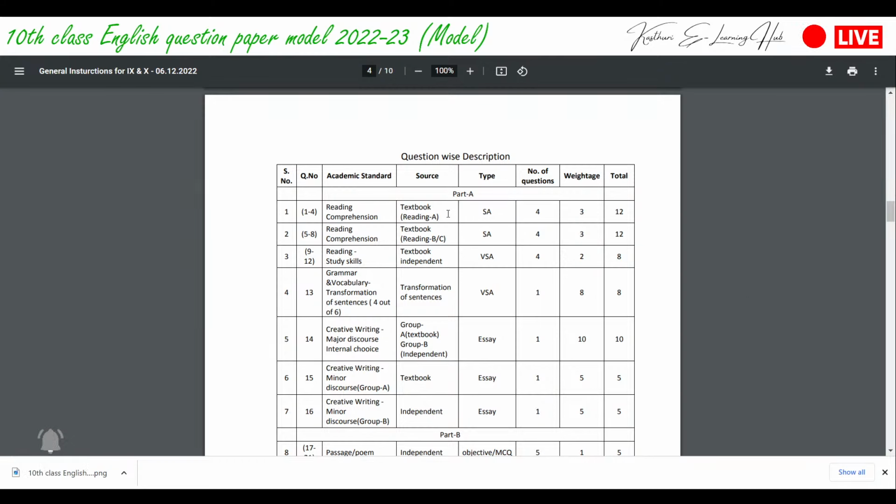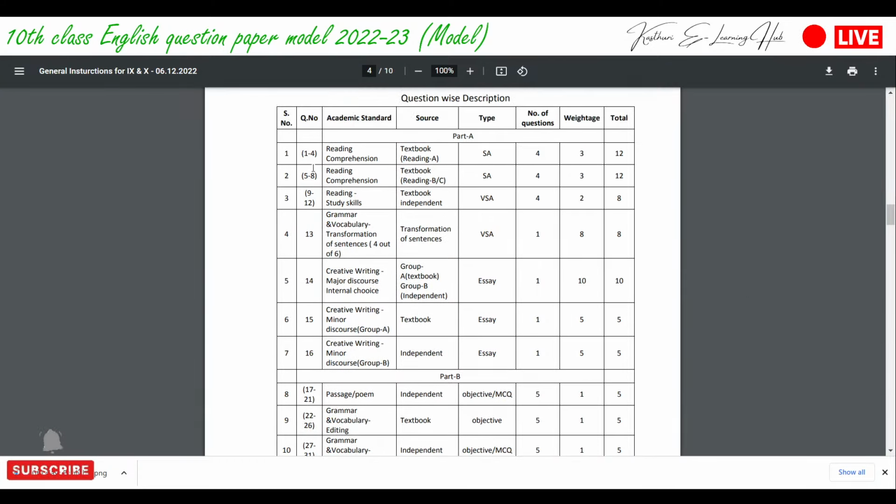So here you have a still more clear picture. The first to fourth question, that is reading comprehension, which is going to be taken from reading A of our textbook, is for 12 marks. Each answer carries 3 marks. Since the marks are more, we need to be a little bit elaborate in our answering, right? And the next one, question number 5 to 8, again reading comprehension. This passage is going to be taken from the textbook, part B or C, reading B or C.